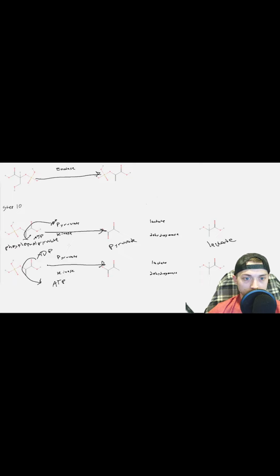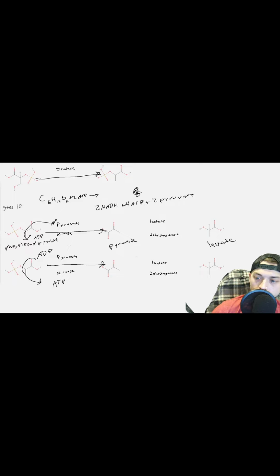ATP. So we have, for one glucose molecule, C6H12O6 plus 2 ATP, because remember, we got to spend money to make money. It's going to react, and then we're going to get 2 NADH plus 4 ATP plus 2 pyruvate. And that, ladies and gentlemen, is how your body breaks down glucose in glycolysis. This pyruvate can either go to the Krebs cycle or it can become lactic acid.